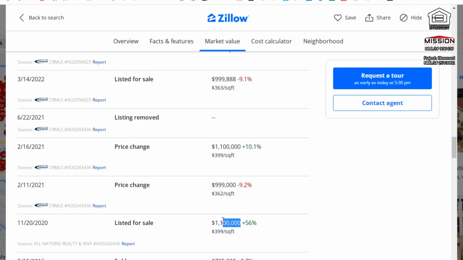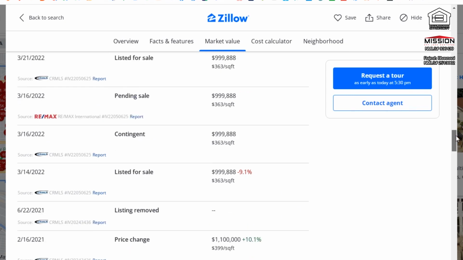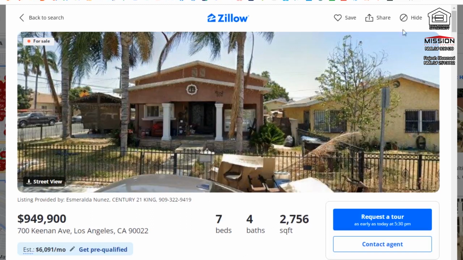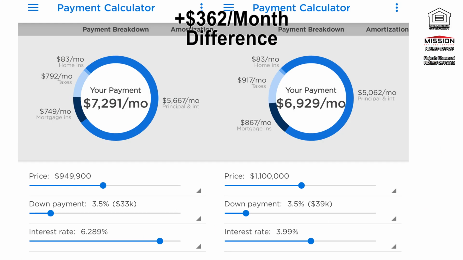For example, in 2020 when interest rates were low, this house cost $1.1 million. Today, it's $950,000. But if you look at a mortgage calculator, you can see that the monthly payment doesn't change all that much, despite interest rates increasing dramatically. Conventional wisdom would have you pay $150,000 more for the same house just because interest rates were lower. And that's ignoring the fact that when house prices are higher, so is your down payment.